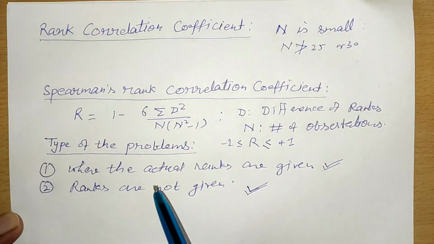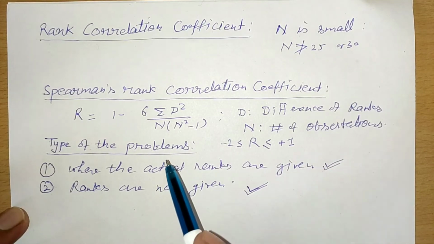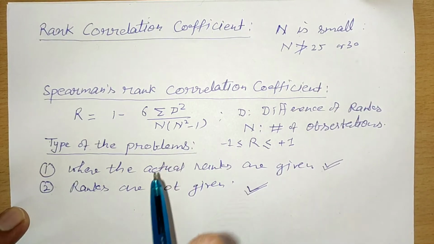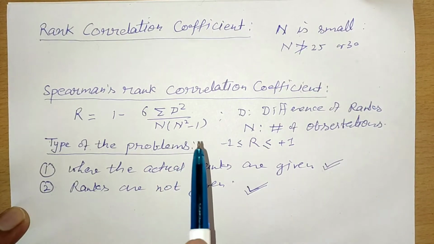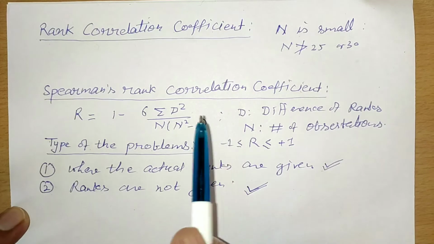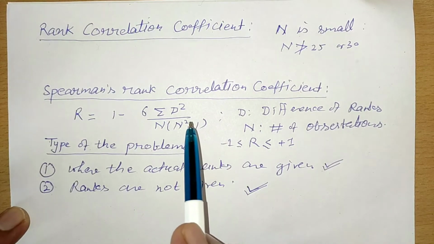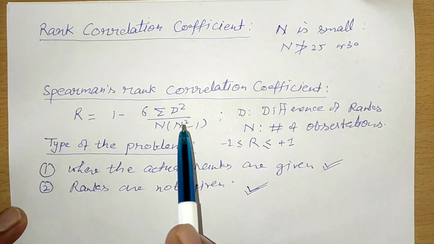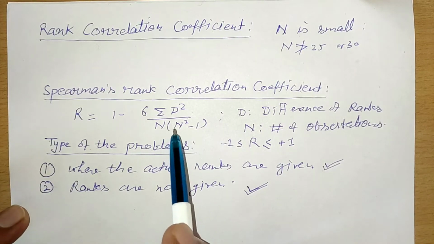Now try to understand the difference between Spearman's rank correlation coefficient and Karl Pearson's correlation coefficient. Karl Pearson's correlation coefficient is used when the population is normal, or you can say the population is more than 30. And Spearman's rank correlation coefficient is used when the population size is small, or you can say the population is not more than 25 or 30.